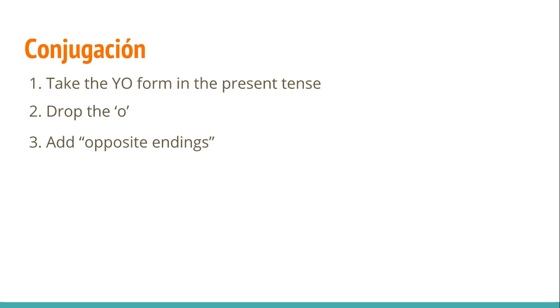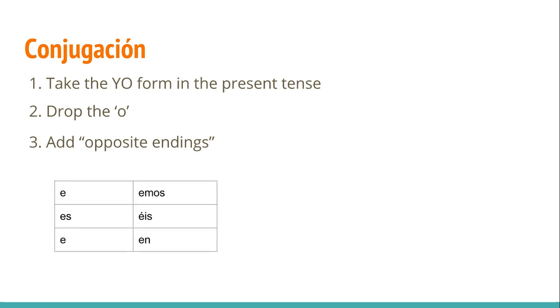After you drop the o, you are going to add the opposite endings to form the different forms of the verb. For example, if you have an AR verb, you would change the AR to the E in the yo form, ES in the tú form, E in the usted form, EMOS in the nosotros form, ÉIS in the vosotros form, and EN in the ellos, ellas, ustedes form.